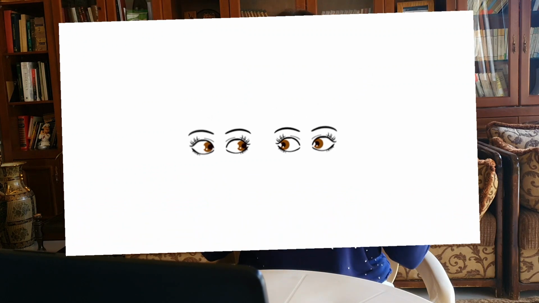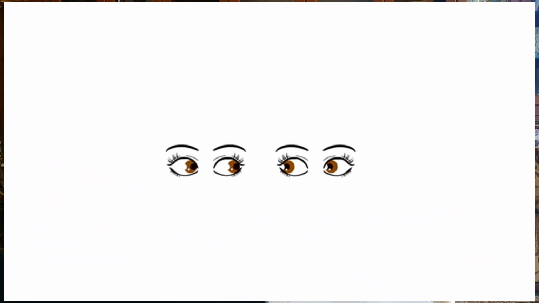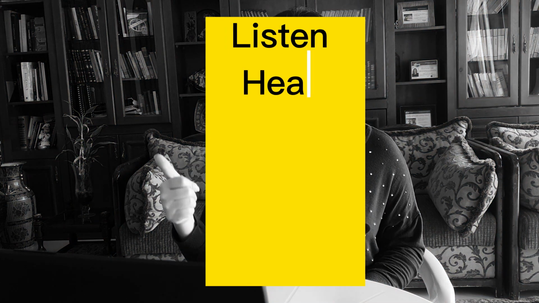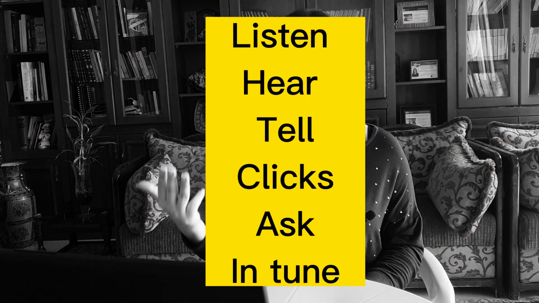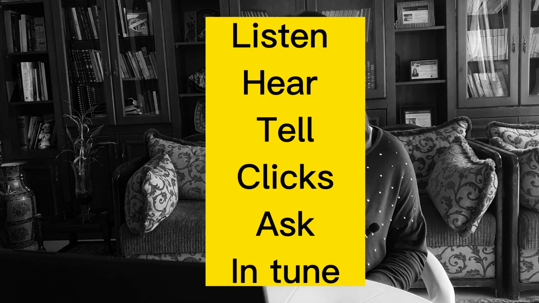Auditory learners, if we start with their eyes, these people look down to the left and may appear shifty-eyed. Their gestures are balanced and they touch their face, for example, they rub their chin. Their breathing is mid-chest and rhythmic, and hence they speak rhythmically. For example, again, again, again. Yes, yes, yes. But what are the words that capture their attention? Listen, hear, tell, clicks, ask, in tune.